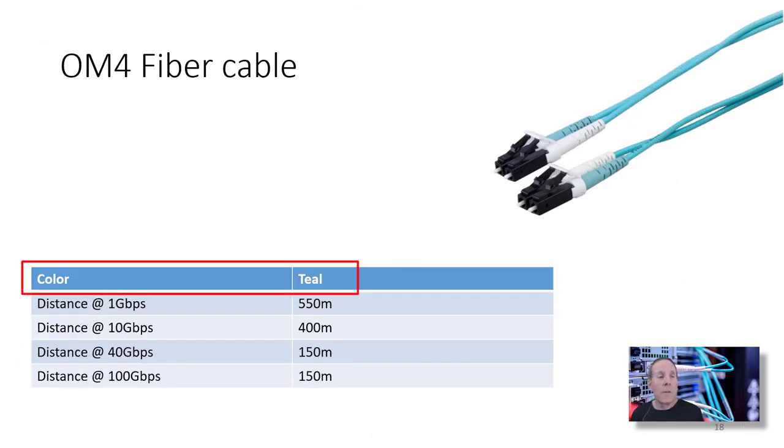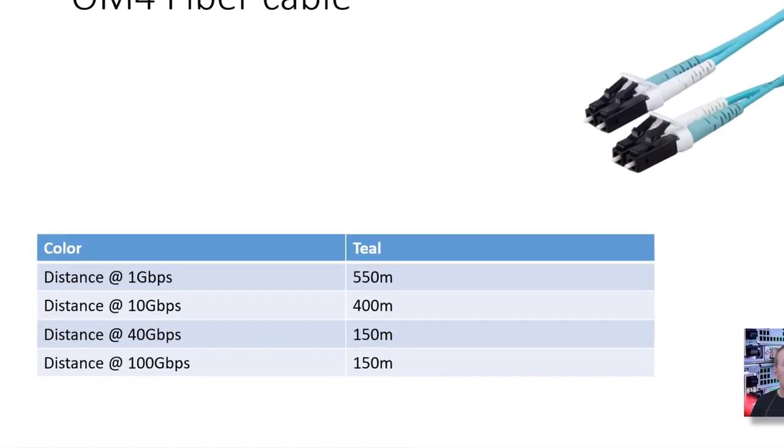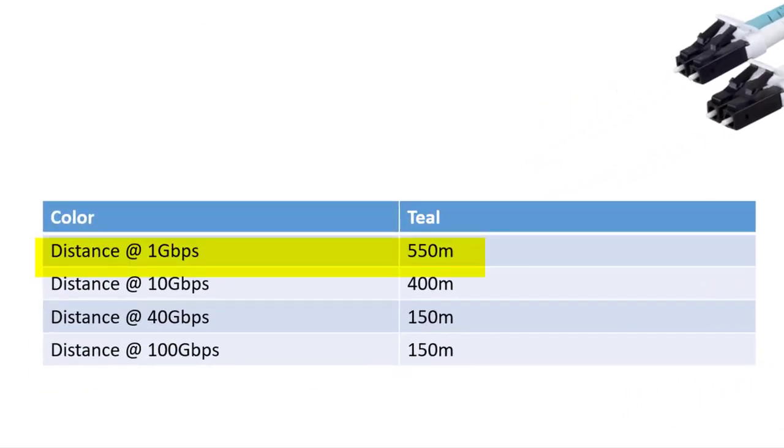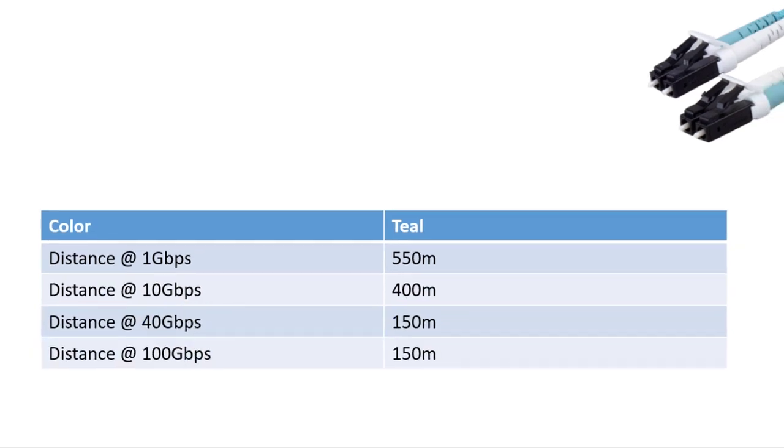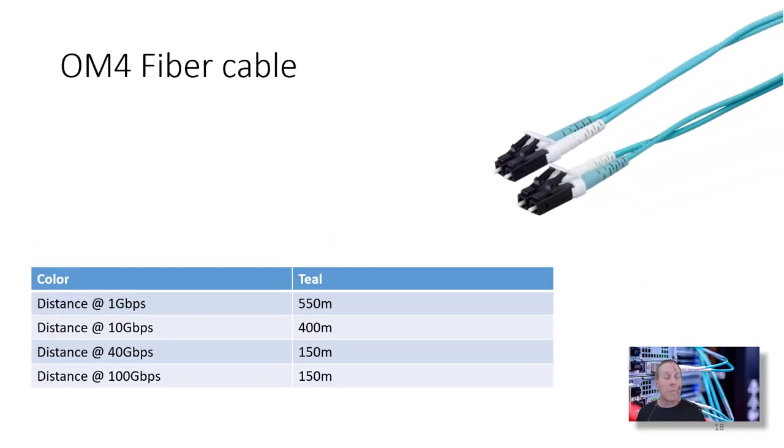OM4 is the most used today. It has distances for like 1 gig, 550 meters, 10 gig, 400 meters, 40 gig up to 150 meters, and 100 gig up to 150 meters. This is the go-to cable for most installations today.